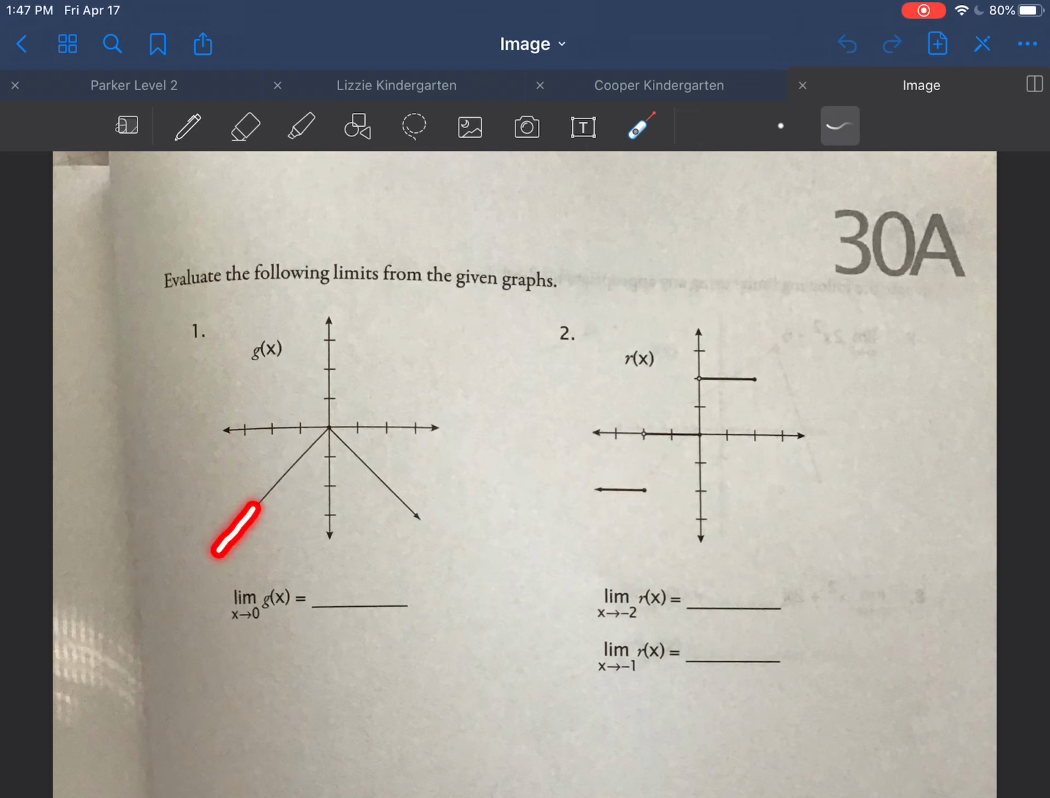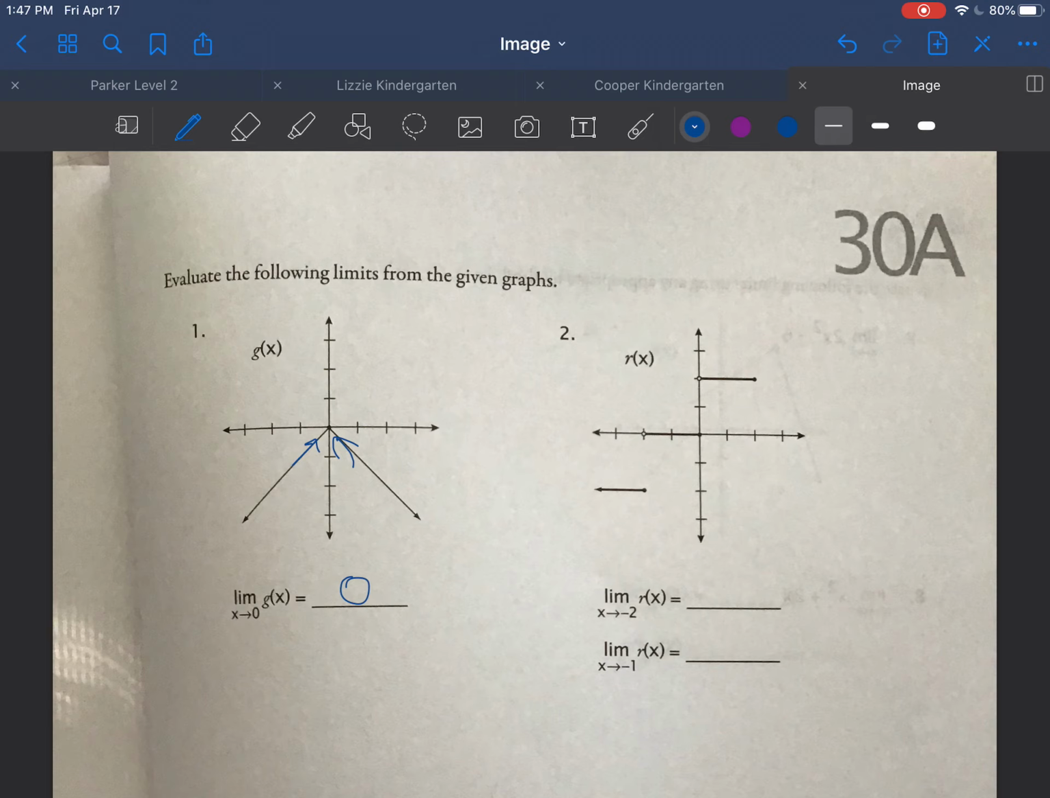When we come in from the left to the right, our y value approaches 0 at an x value of 0. If we come in from the positive direction, it is also approaching 0. So that allows us to say that the limit as x approaches 0 of g of x is 0, because at this x value my y value is 0. From both directions, we approach 0.